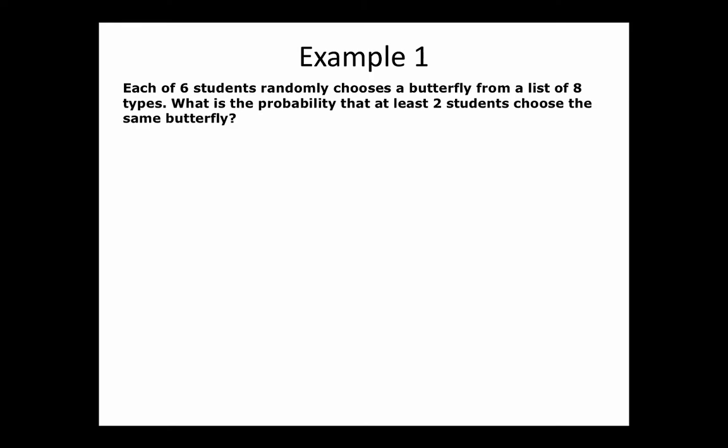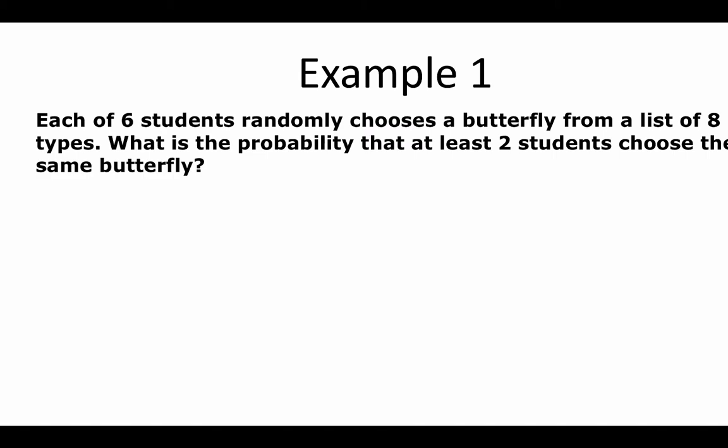It says each of 6 students randomly chooses a butterfly from a list of 8 types. We're asked to calculate the probability that at least 2 students choose the same butterfly. So the probability of at least 2 the same. That could mean 2 of them have the exact same one, or 3 of them, or 4 of them, or 5 of them, or 6 of them. That's it. But that seems like a lot of work.